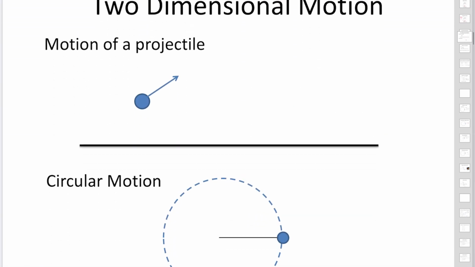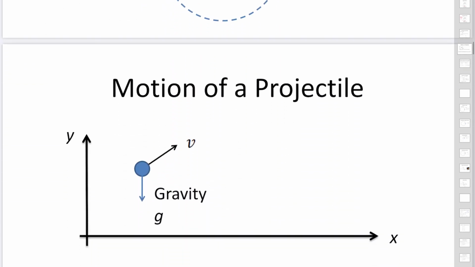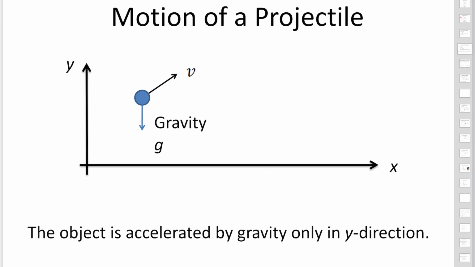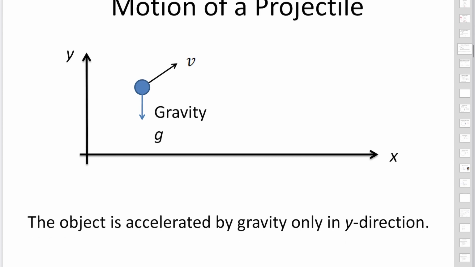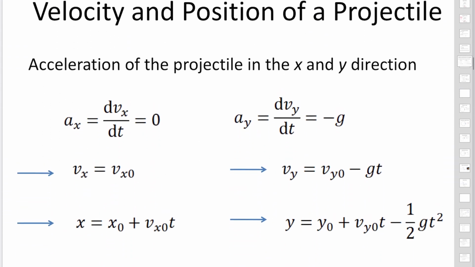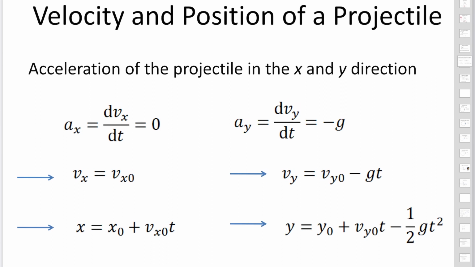Then we'd like to consider two-dimensional motion. The first one is the motion of a projectile, and the second one is circular motion. First of all, we'd like to consider the motion of a projectile. A projectile is moving under gravity. The object is accelerated by gravity only in the y direction. Then its acceleration in the x direction is 0, and the acceleration in the y direction is minus g.